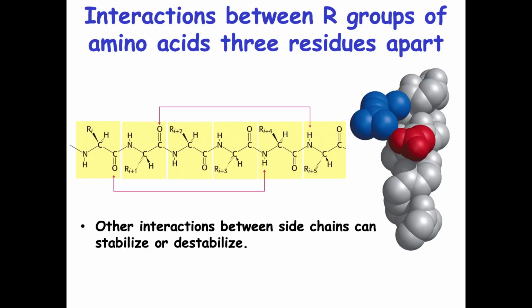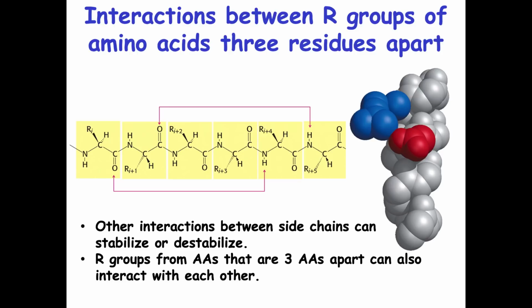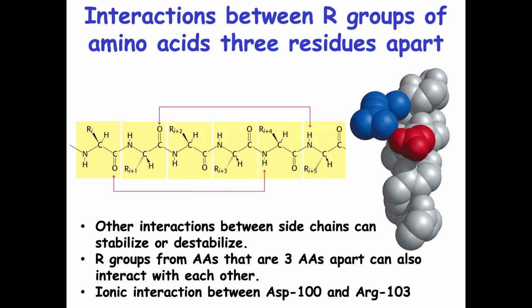So basically, this highlights the fact that interactions other than hydrogen bonds between side chains can stabilize or destabilize a helix. And R groups that are amino acids that are 3 residues apart can also interact with each other. And then there is an ionic interaction between ASP102 and ARG103 that's shown here. And again, electrostatic interactions such as these also contribute to helix stabilization.